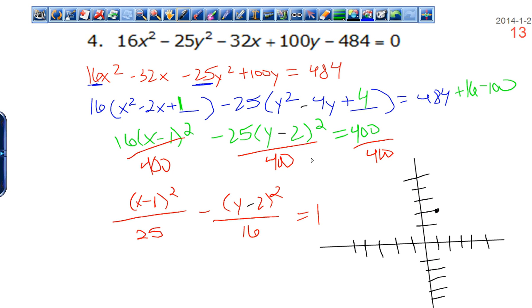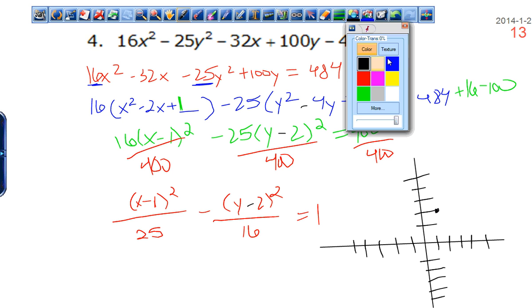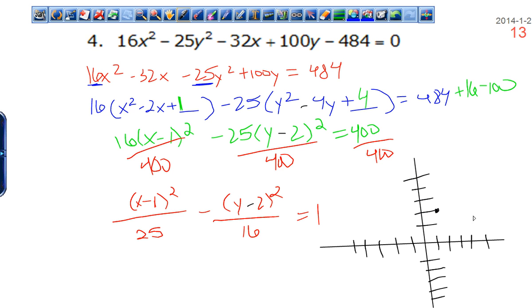And then it is horizontal, so I need to be going left and right 5. So 1, 2, 3, 4. I need one more tick mark, 5. 1, 2, 3, 4, 5 there. And then up 4. 1, 2, 3. Sorry, 1, 2, 3. There we go. 4 and 1, 2, 3, 4. The reason I went up and down 4 is because the square is 16. The reason I went left and right 5 is because the square is 25.